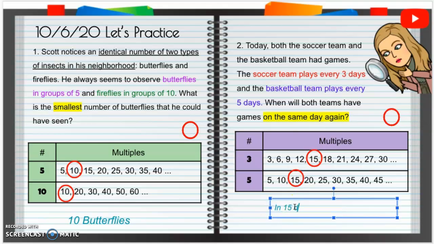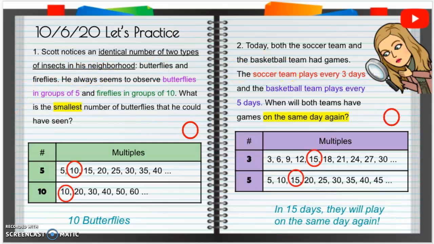So, in 15 days, they will play on the same day again. So, they'll have to wait 15 days to play on the same day again. And that is it for our practice. Great job.